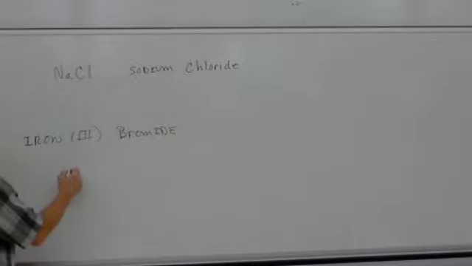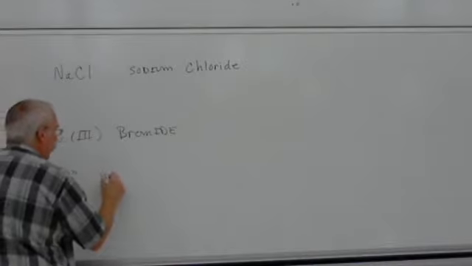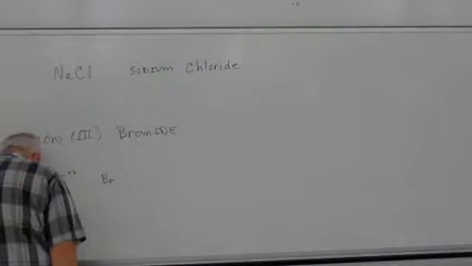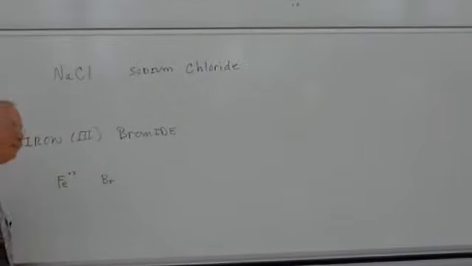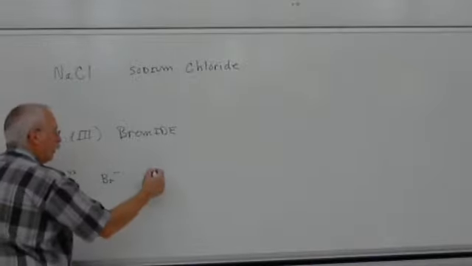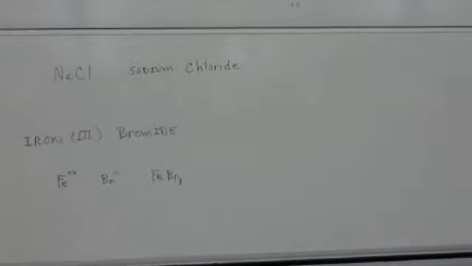So iron is a +3. Simple as that. I'm just reading it straight from the name. Iron's a +3. Bromine is a minus, just minus, or -1. Okay, now I've got to put these together into a neutral chemical compound. That's my job. What would it be? FeBr3. Exactly.